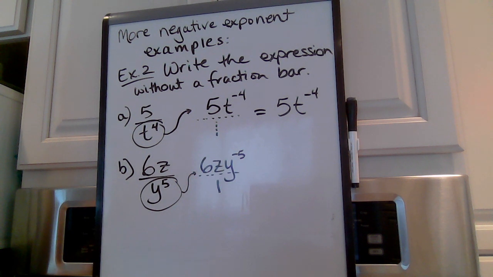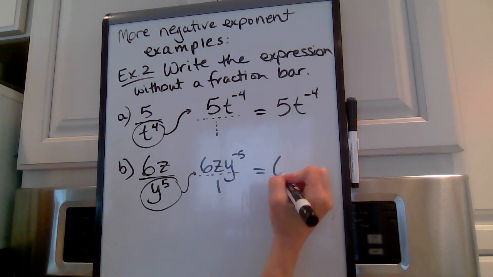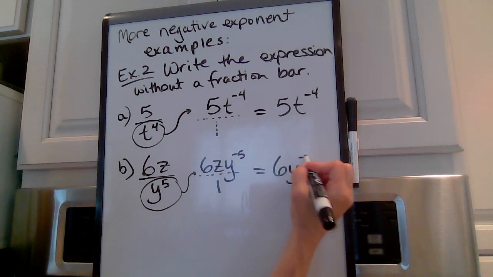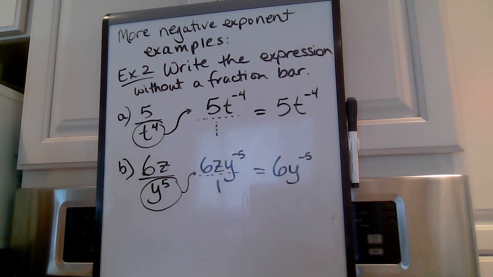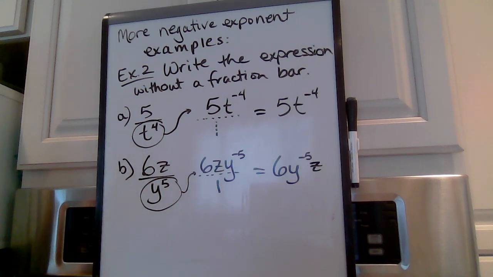So now the only thing I would change about this answer is that we normally write our answers in alphabetical order. So I would move the y to the -5 in front of the z because we can multiply in any order we want. It doesn't change the result, but this is what you would see if it were a multiple choice answer. This is the form it would be in.